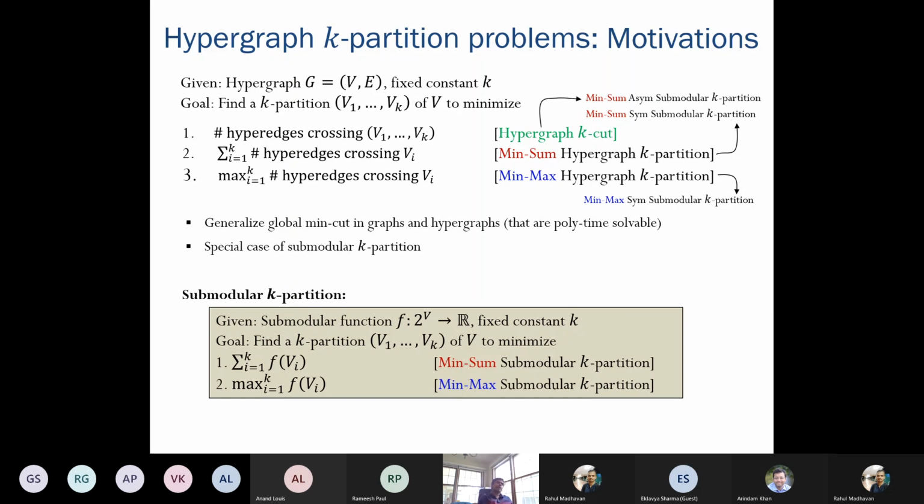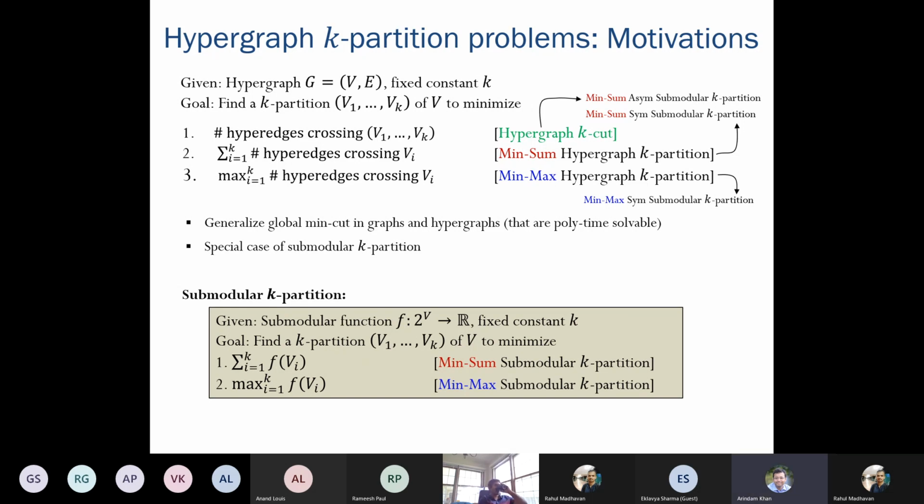And moreover, hypergraph KCut is also a special case of min-sum submodular K partition. But the submodular function that you have to use to see this reduction turns out to be an asymmetric submodular function. I won't describe this reduction. It is not very difficult, but it's a nice exercise to figure out what the asymmetric submodular function is. I'm happy to talk about this offline if you want to see this reduction. But any other questions so far?